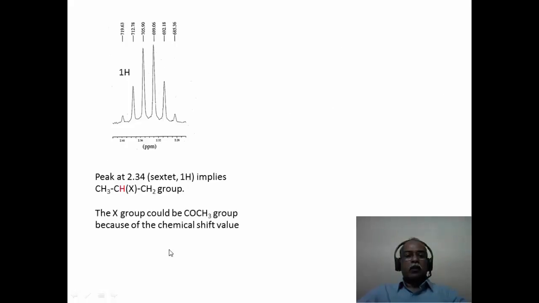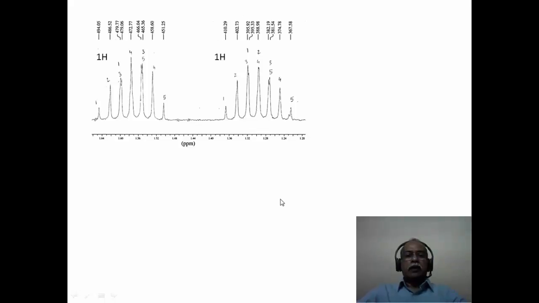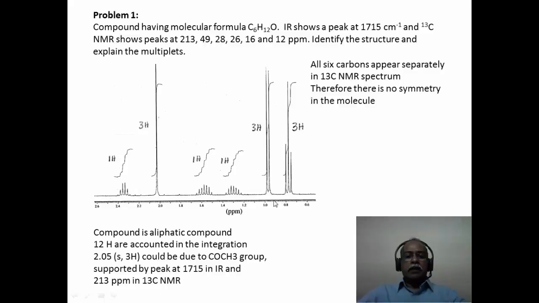So we use that acetyl group to account for the chemical shift value, which is around 2.34 in this particular case, an ideal chemical shift value for the CH functional group. Now this is a complex multiplet that is shown here. In the NMR spectrum, this region between 1.2 and 1.7 is expanded.